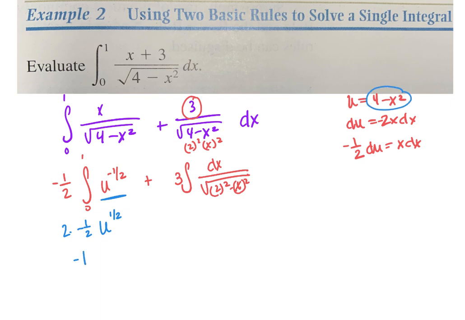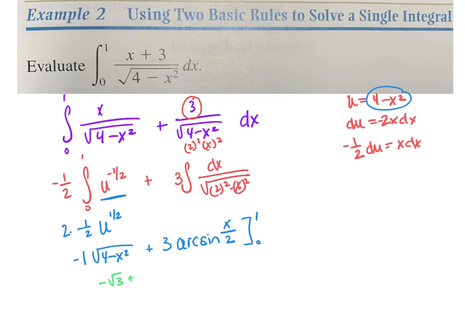My u was 4 minus x squared. For this one, I'm going to say 3 times my arc sine of my u, which is x, over my number, which is 2. And I am doing that from 0 to 1. And then you can just plug it in, right? Plug in a 1, you get negative square root of 3 plus 3 arc sine of 1/2.